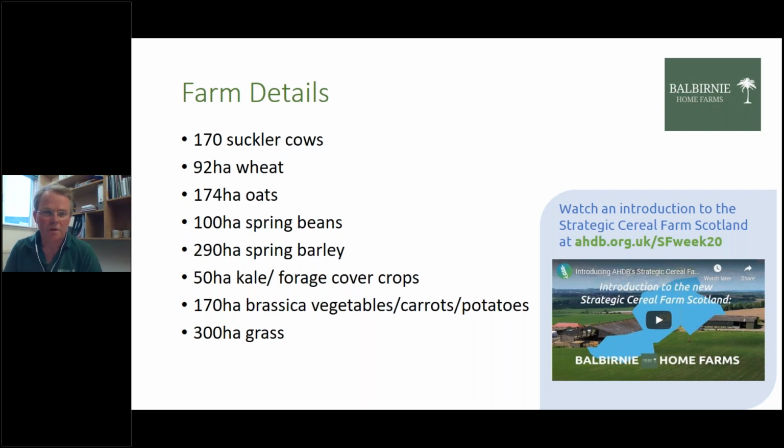You'll also note that we've a 170 suckler cows livestock enterprise, which we try to finish as many of the progeny as we can. And for that, we grew approximately 50 hectares of kale and forage crops. On top of this, we have about 170 hectares of brassicas, vegetables, carrots, and potatoes. And the remaining area, approximately 300 hectares, is grass of varying qualities and types, mostly on ground that's not particularly suited for varying reasons to arable production.